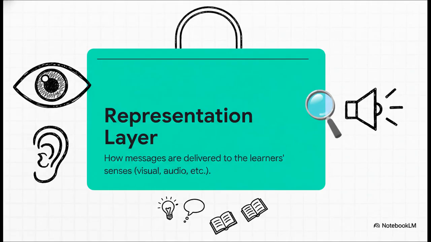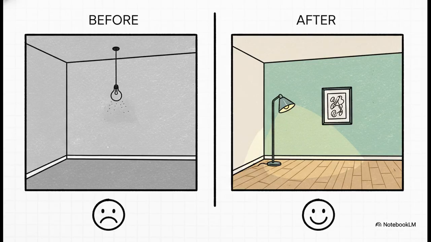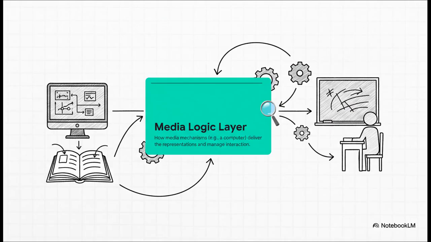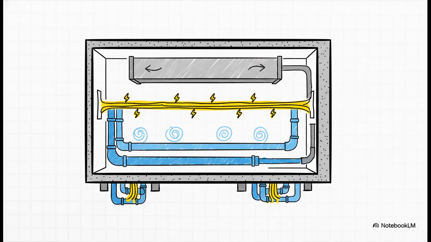So, how does the building actually look and feel? That's the representation layer. This is the interior design. We're talking paint colors, textures, the lighting. It's all about how the information is presented to your senses. It's what makes a space feel inviting or totally chaotic. Okay, now let's go behind the walls to the media logic layer. This is the technical stuff that makes it all run. This is the stuff you don't see, but you definitely miss if it was gone. It's the building services, the plumbing, the electrical, the Wi-Fi. It's the technical engine that makes everything actually work.